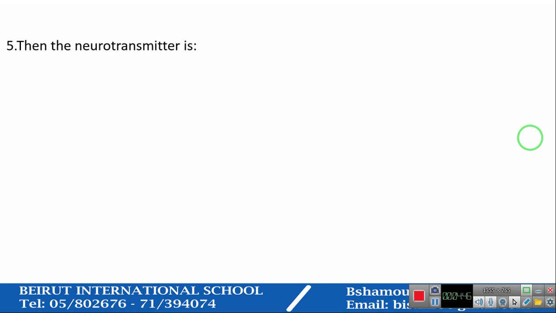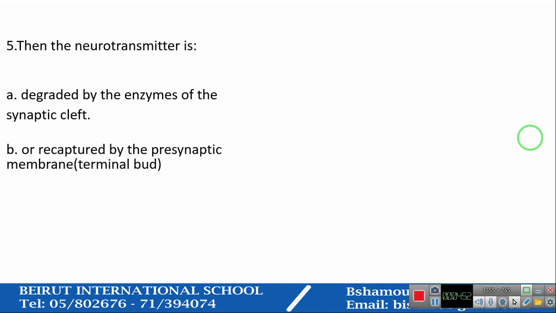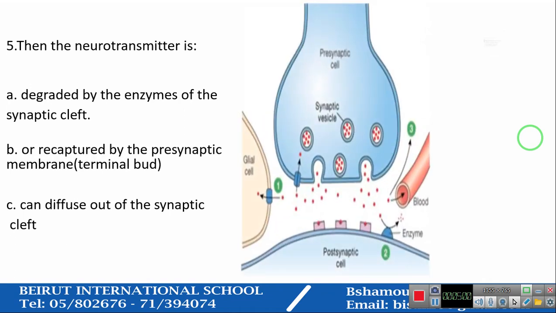Then the neurotransmitter is either degraded by the enzymes of the synaptic cleft or recaptured by the presynaptic membrane in the terminal bud, or can diffuse out of the synaptic cleft, as you see in this figure.